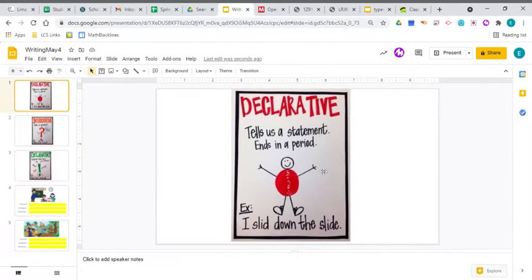A declarative sentence tells us a statement and it ends in a period. A declarative sentence is a telling sentence. For example, I slid down the slide. It's telling you what that person did, right? It's telling you what I did. I slid down the slide. So declarative tells us something and it ends in a period.